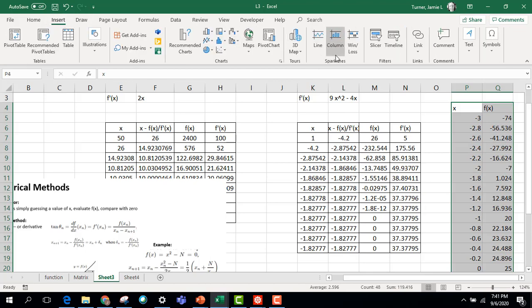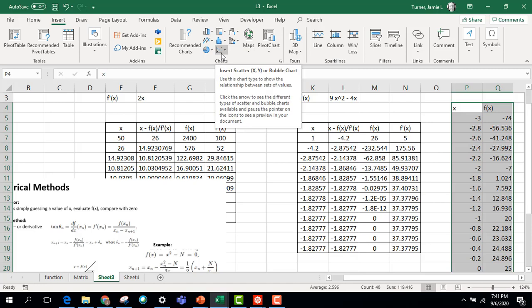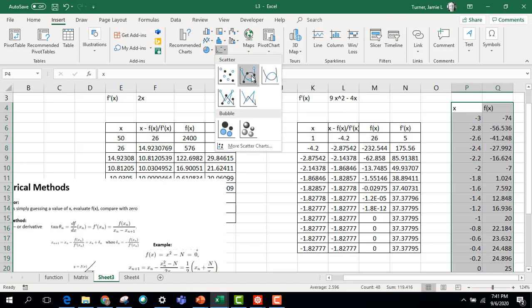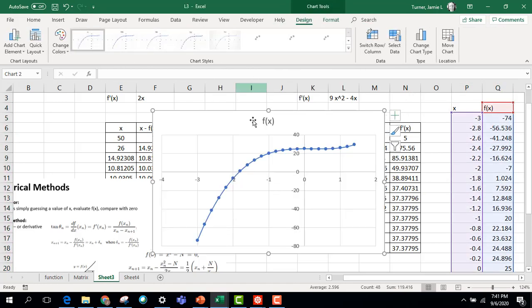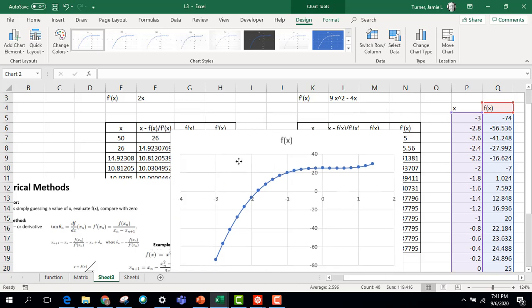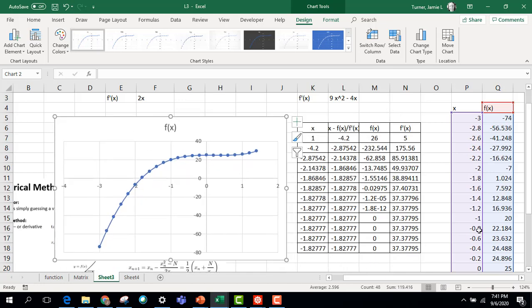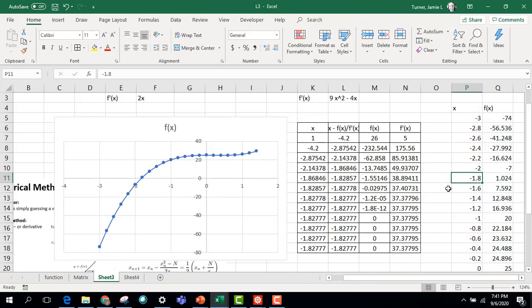Insert scatter plot. I like the scatter plots. We'll make something that's okay. So if we look at where this function is crossing over, it does look like it's very close to that -1.83. So maybe I change one of these just to look at it a little bit closer: -1.82777. And that's pretty close. Yeah, that's pretty close to 0.